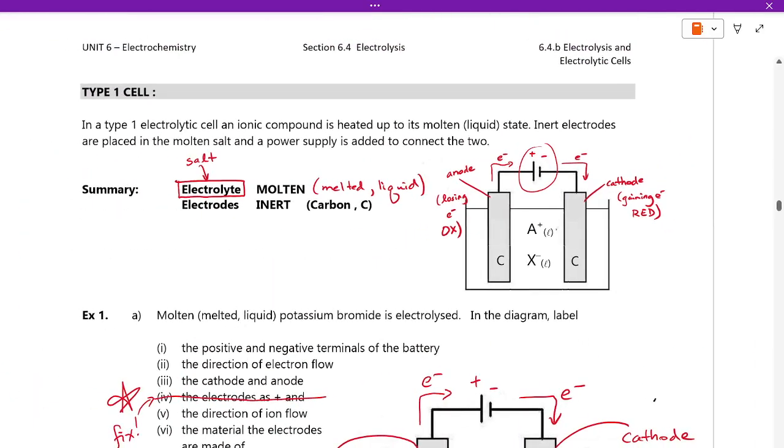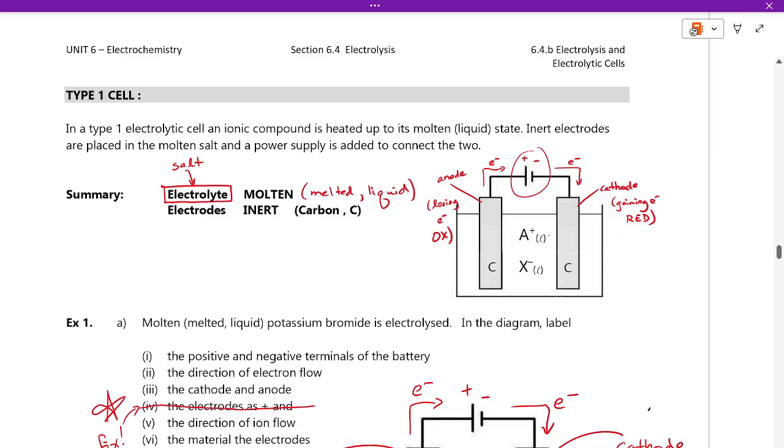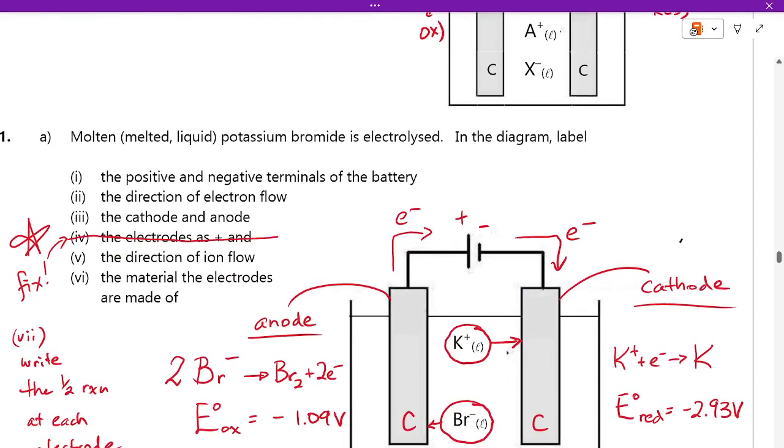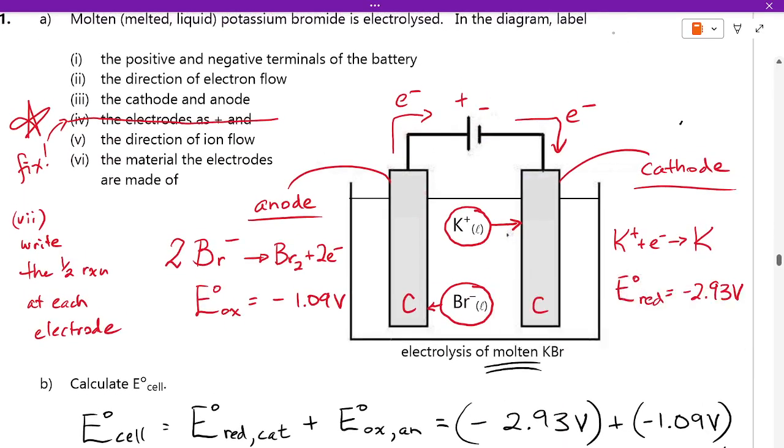Because we're dealing here with type 1 cells, I know that they have to be inert. And because I've got a molten salt here, I don't want to use platinum or gold because they would melt at the same temperature that the salt melts. Does that make sense? All type 1 cells, we're going to use graphite. When I say carbon, I really mean graphite, but I can't fit the word graphite on there. Good question.